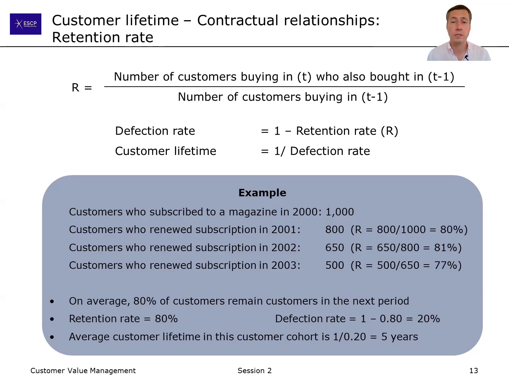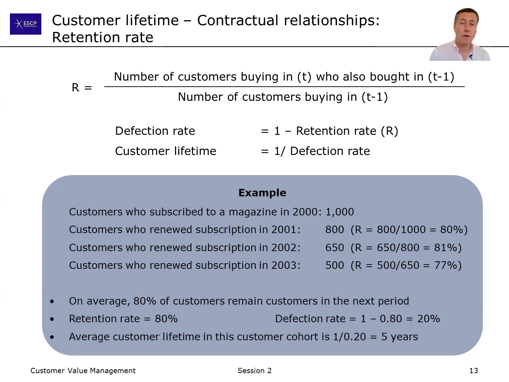Assume that out of the 1,000 customers who made the subscription in year 2000, 800 renew a year later. That's 80%, 800 out of 1,000. Out of those, 650 renew a year later. 650 out of 800, that's also about 80%, 81% to be precise. A year later, 500 out of those 650 renew. That's again, roughly 80%, it's about 77%.